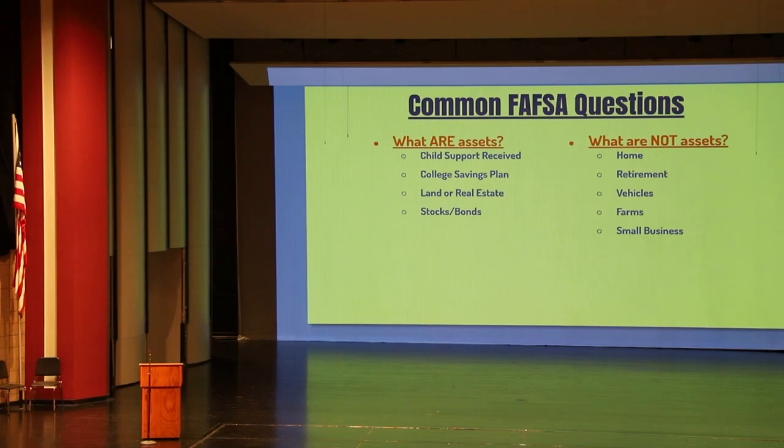Land and real estate, not your primary home, are assets, so it's the value of the home minus what you owe, or the value of the land or home, second home, minus what you owe against that property. Stocks and bonds are investments and assets as well. Not any retirement plan question. All retirement plans. Vehicles. Your primary home, again, don't report the value of your home.